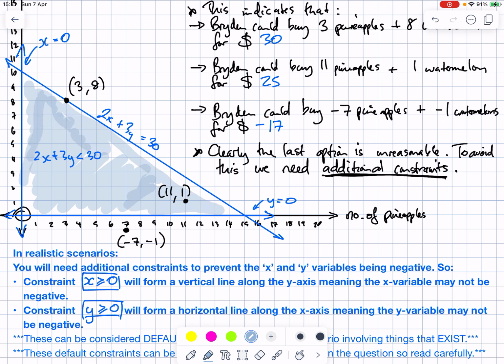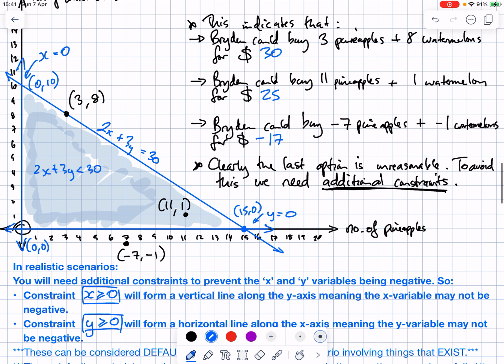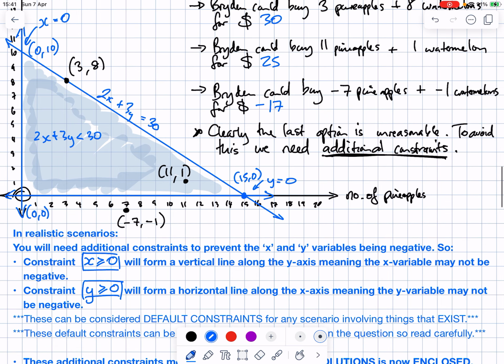And you'll see that I labeled the, oh, I went outside. Obviously, when you're answering one of these questions, you'd do this more carefully. I'm just doing it very quickly for the video. And I need to label the vertices, which is 15, 0. This one is 0, 0, because it's reasonable for you to buy no pineapples and no watermelons. And then this one is 0, 10. That is more like what you would be doing in a proper question, okay?